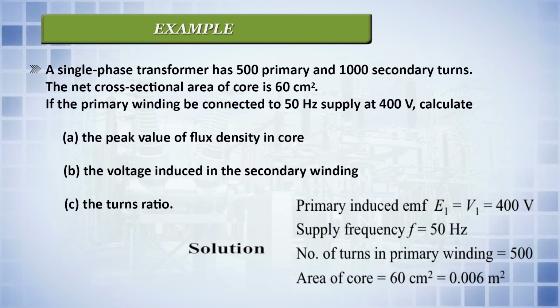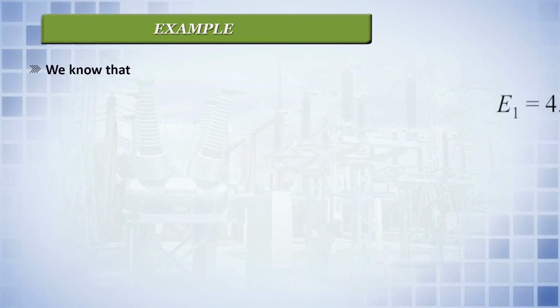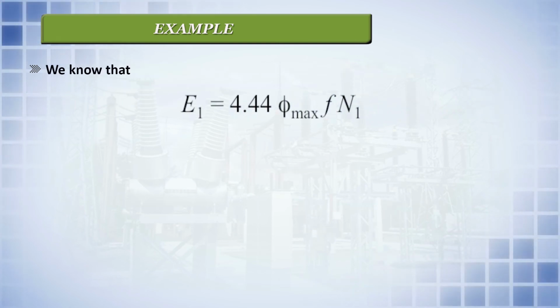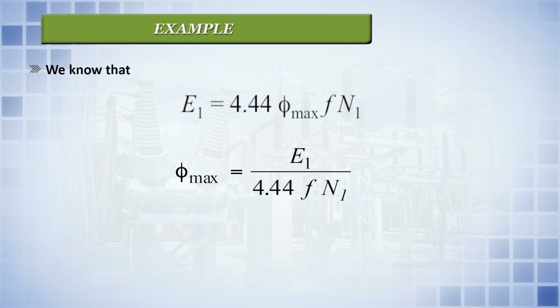So this centimeter square can be converted into meter square. So you can write it is equal to 0.006 meter square. As you know, the induced EMF at the primary side, that is E1, can be written as 4.44 f phi max N1. So this phi max can be written as E1 upon 4.44 f N1. So you have a value of E1, that is 400.